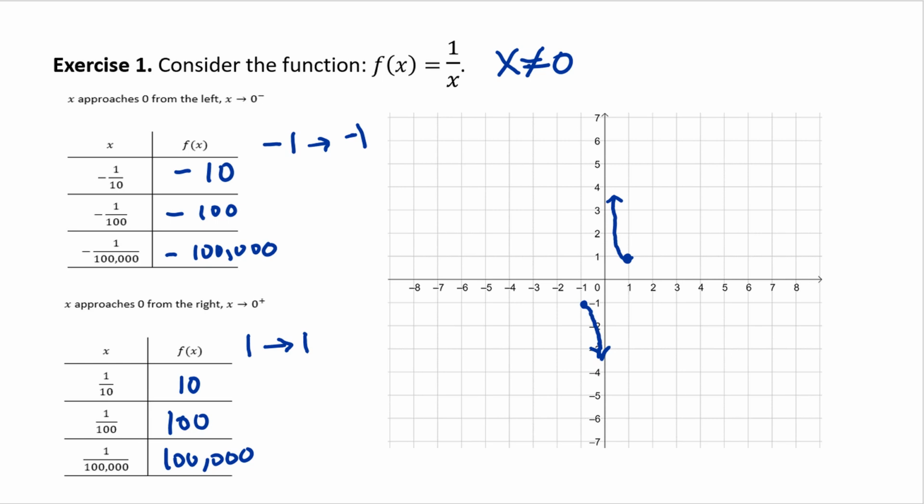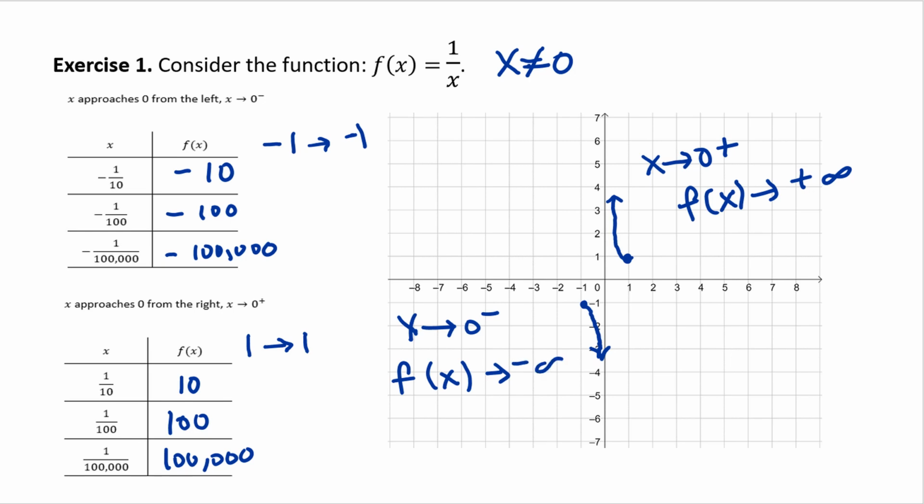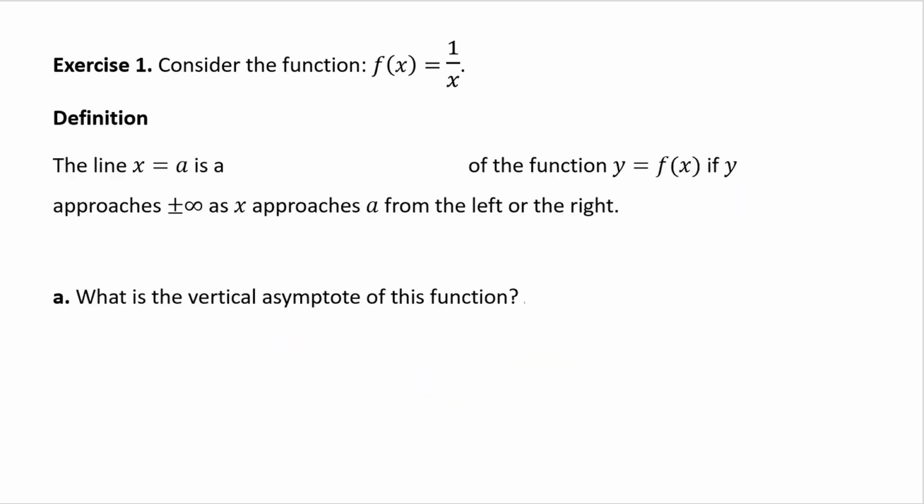And so if we were using notation, we might say that as x goes to 0 from the right, the function appears to go to positive infinity. And if x approaches 0 from the left, the function approaches negative infinity. There's a split. So continuing with that exercise, let's get a definition.